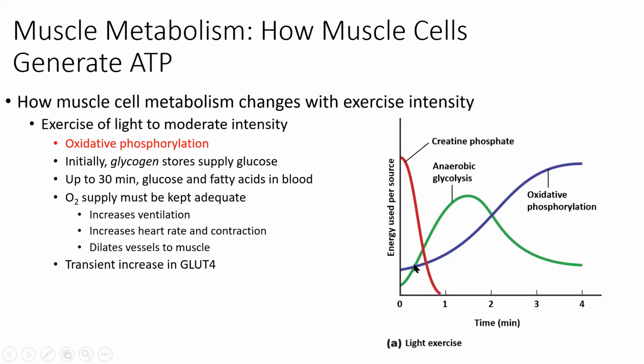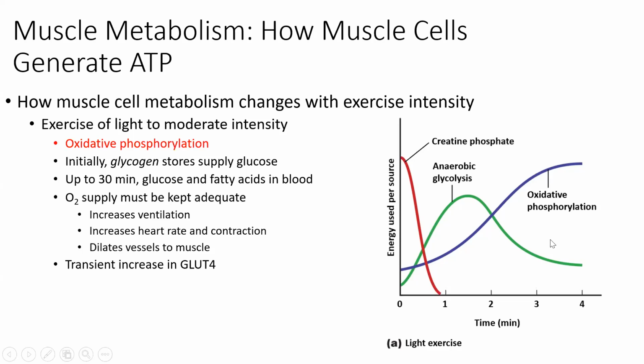And so if you look at our graph here, we're comparing the amount of energy used per source, and time at the bottom. And we can see that initially all muscles are going to start off with this creatine phosphate source for ATP. That's just going to get things warmed up. It doesn't last very long, 1 to 2 minutes, up to I think 5 or so minutes max. And then we're going to start to look to some of these other more sustainable sources.